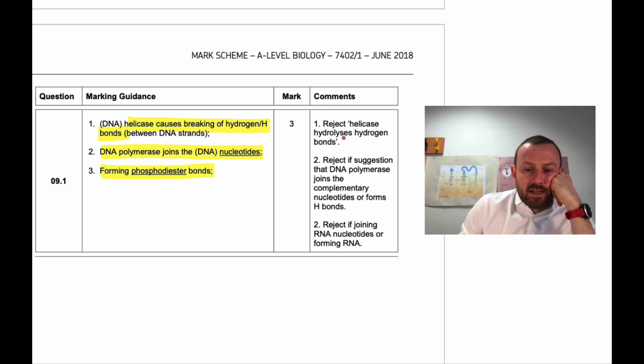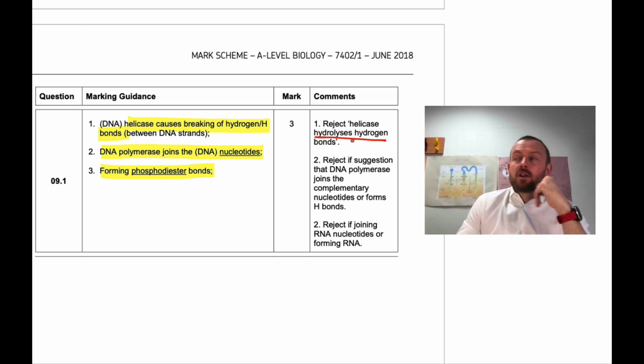This is interesting. Reject hydrolyzes hydrogen bonds. Okay, the reason is a hydrogen bond is not a covalent bond. A hydrogen bond is an interaction between atoms. It's not a covalent bond, so it's not hydrolysis, and there's no water involved as well.